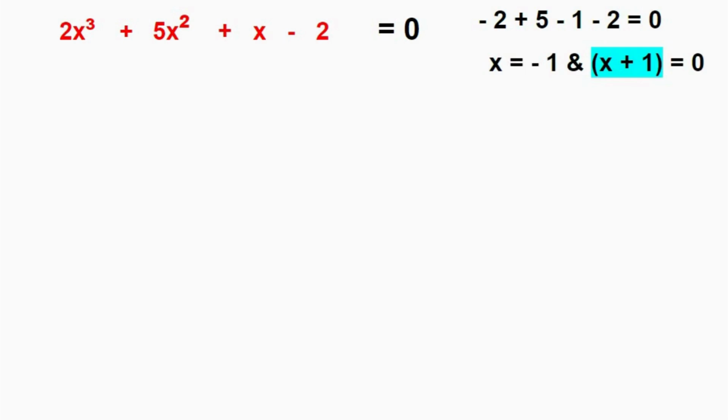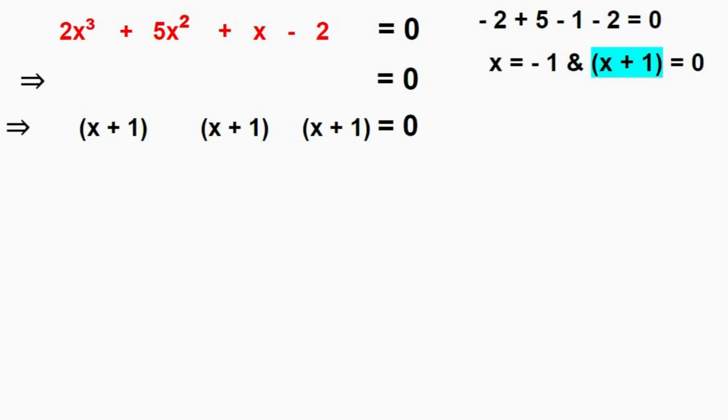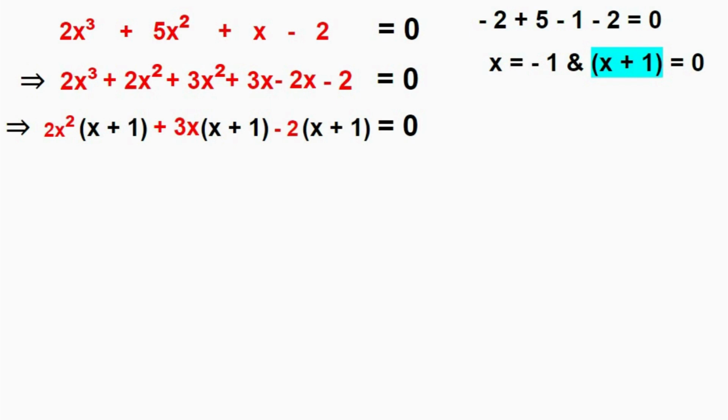So, x is equal to minus 1 and the factor is x + 1. Now let's repeat the same process of 2 blank lines and writing the factor 3 times as the highest power is 3. We get 2x^3 + 2x^2 + 3x^2 + 3x - 2 = 0. And, 2x^2(x + 1) + 3x(x + 1) - 2(x + 1) = 0. And now, (x + 1)(2x^2 + 3x - 2) = 0. Here our third step is completed.